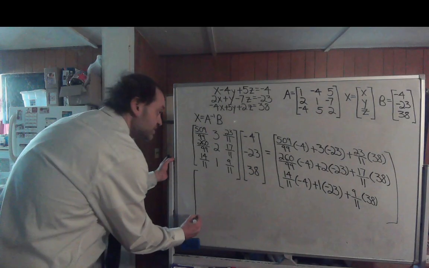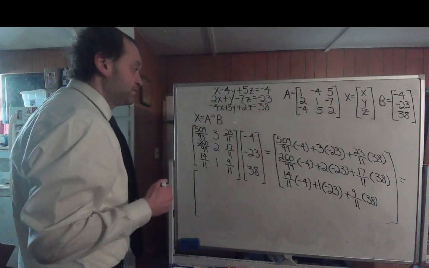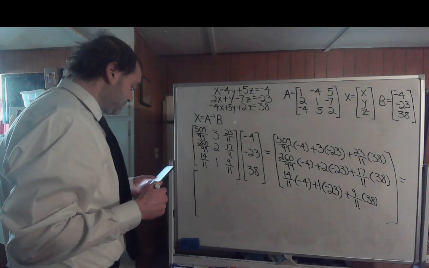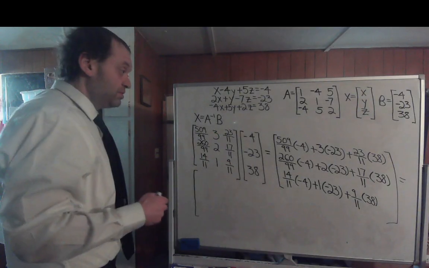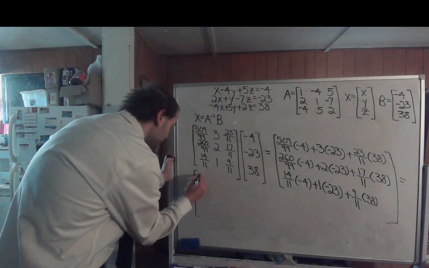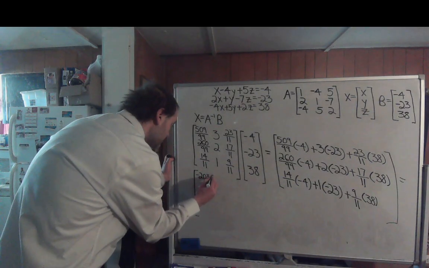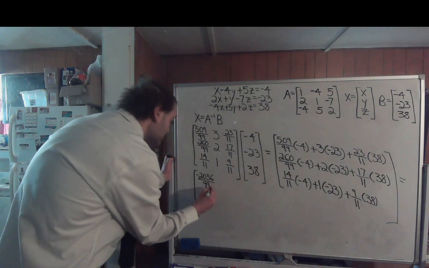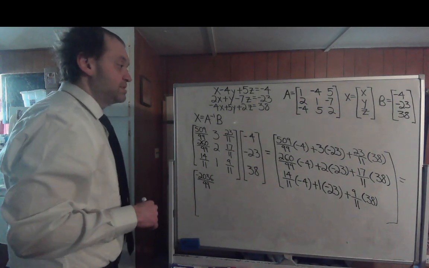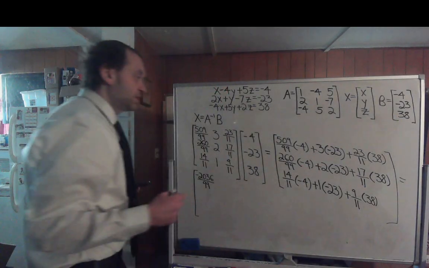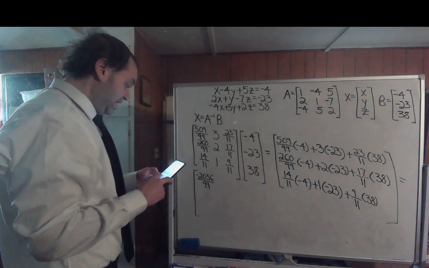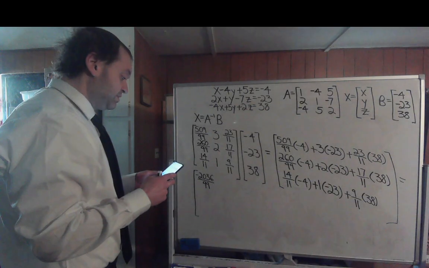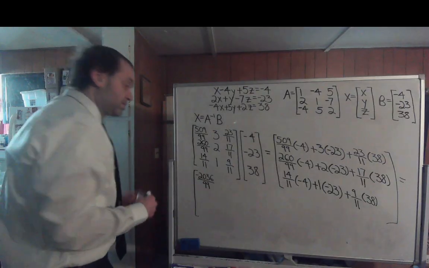Alright, so this is going to simplify into 509 times -4. Let's figure out what the heck that is. -2036/99. We want everything to have the same denominator. So 3 times -23 is -69. So -69 times 99 would give you -6,831/99.